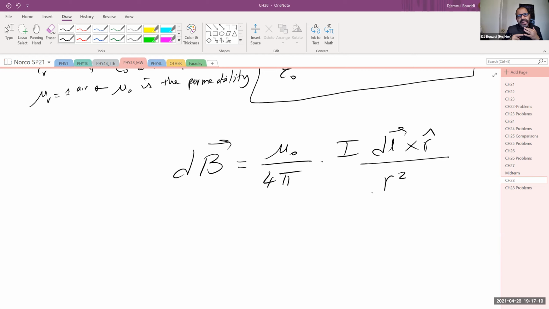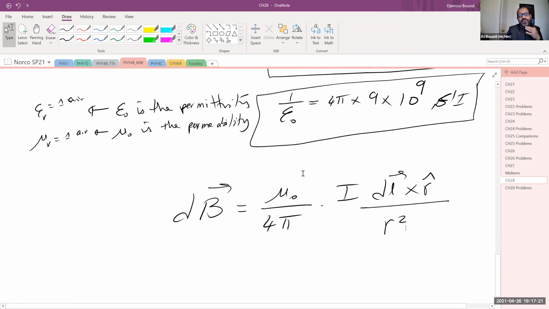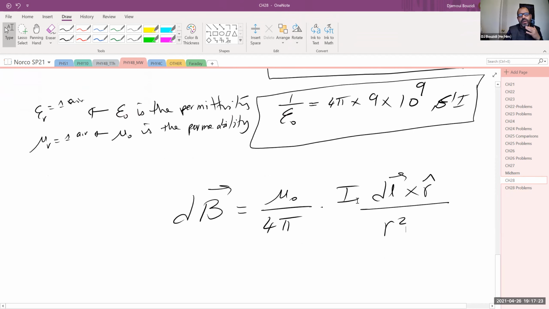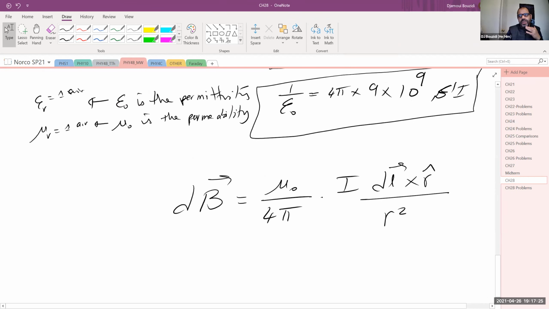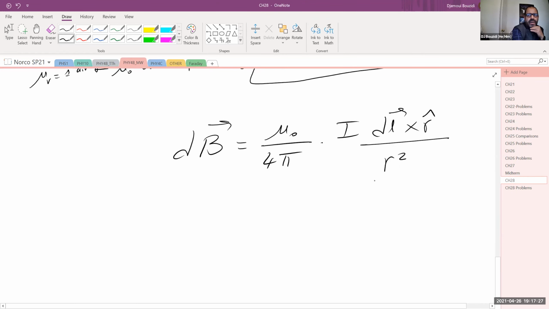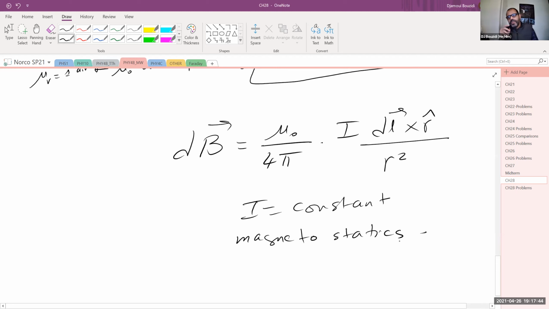When we're doing now magnetostatics, these have to be constants. The current has to be constant. So we're dealing with a situation where I is constant. It's not changing with time. If it is, then we have another problem before us. There is no time dependency. So this is magnetostatics.